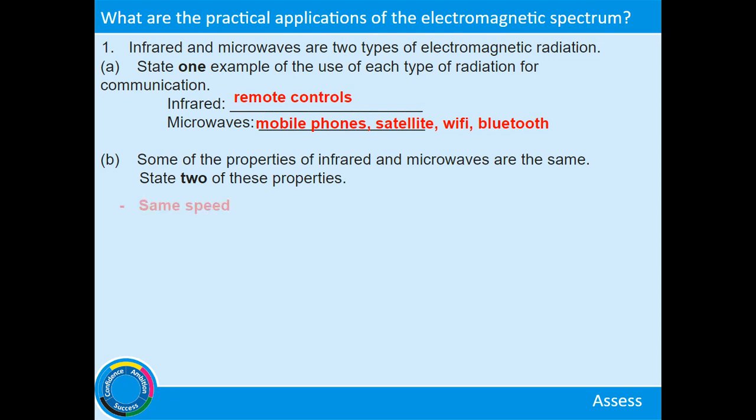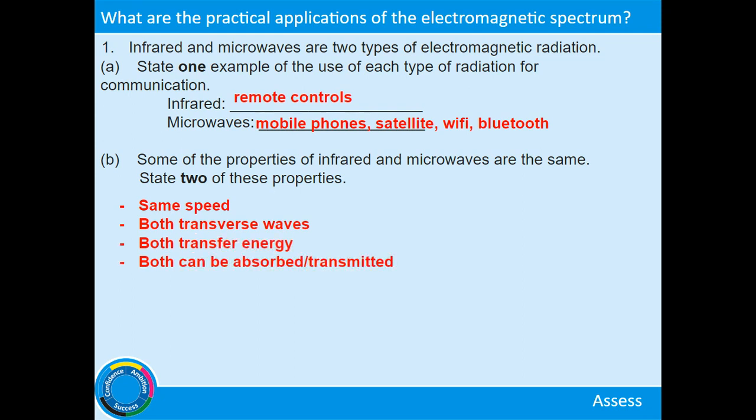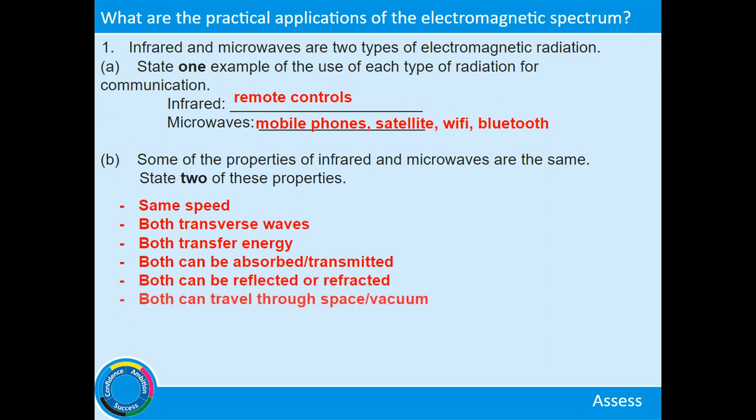Some of the properties for infrared, you got the same speed. They both are transverse waves. They both transfer energy. They both can be absorbed or transmitted. They can both be reflected or refracted. And they both can travel through a vacuum or through space. Okay, so if you said any two of those, you got those right.